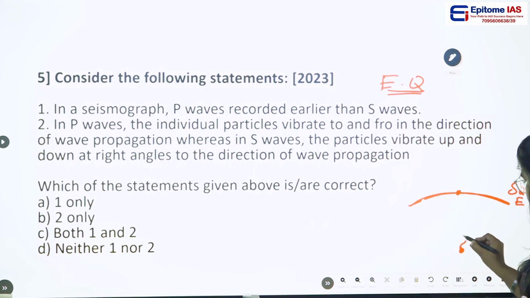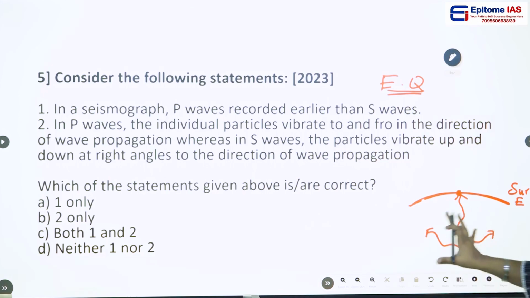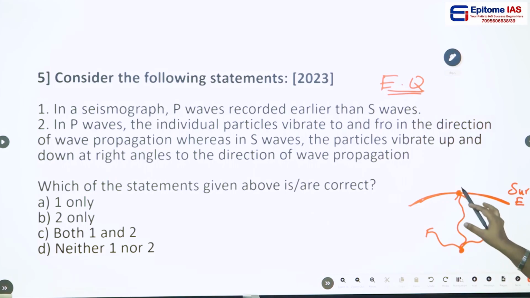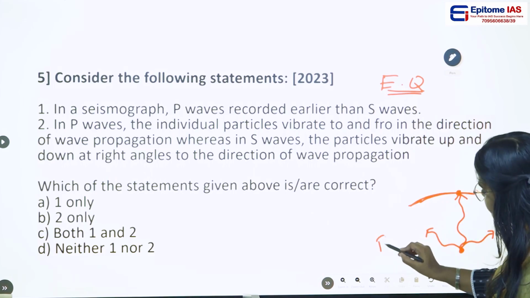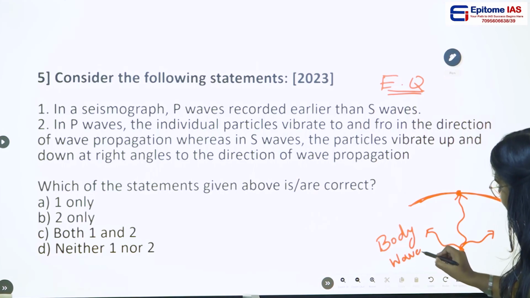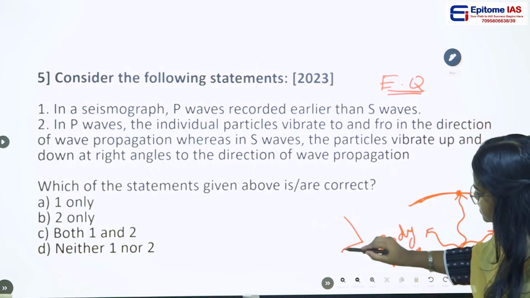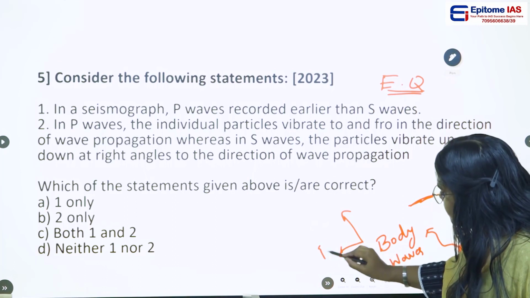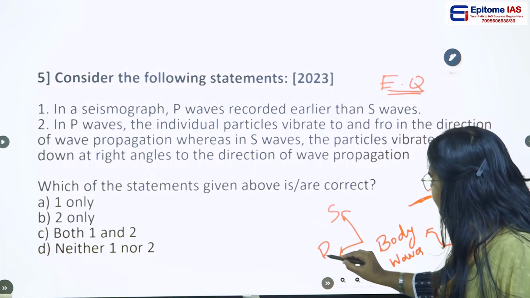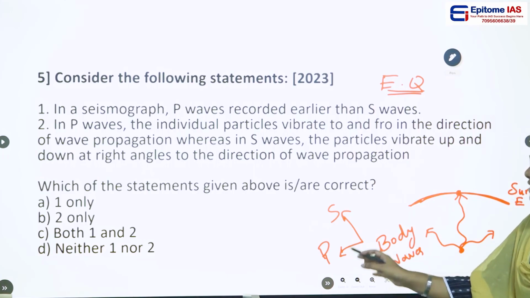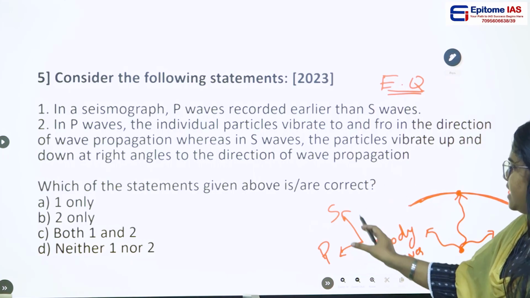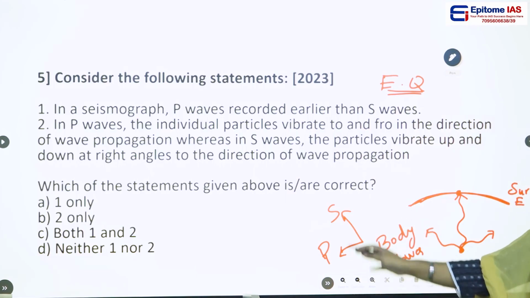First, the waves will be traveling in all directions like this. These are the earthquake waves. The waves which are traveling inside the earth are called body waves, because they are traveling inside the body of the earth. Body waves are of two types: one is primary waves and the other is secondary waves. The primary waves we call P waves and the secondary waves we call S waves.